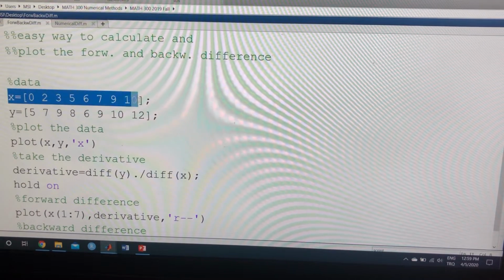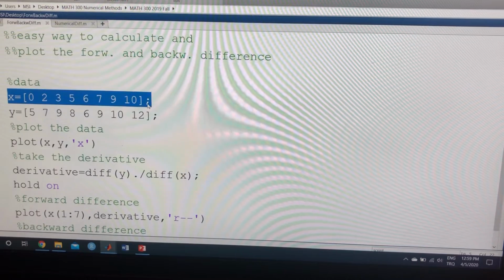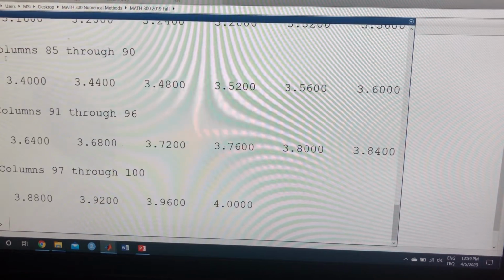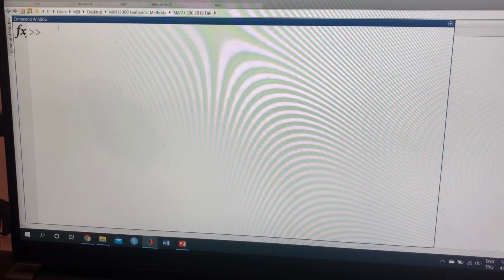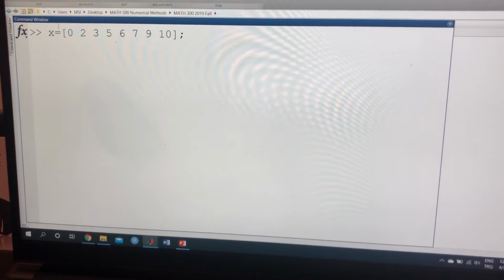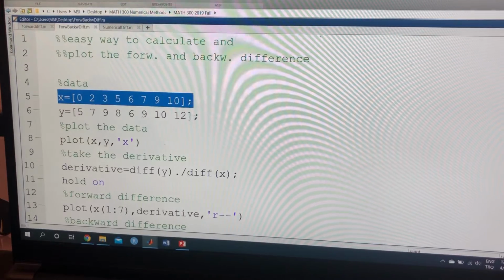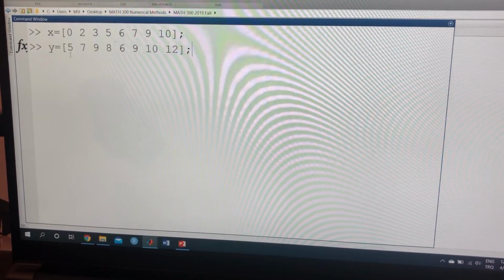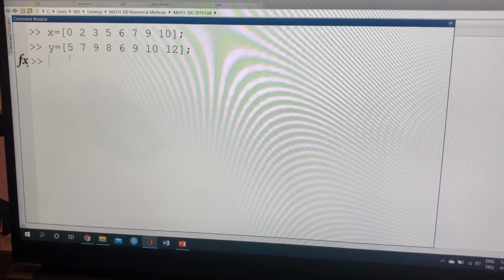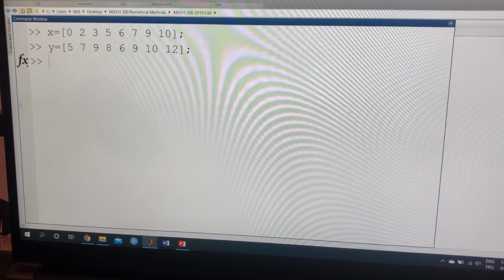You can define this vector X in here. Let me copy. And I'm opening the command window. Let me do CLC for you. Here you go. And I will paste this one. And this is how I define the X data. And for Y data, let me copy paste this one. Here you go. You can write those. This is the X data, this is the Y data.